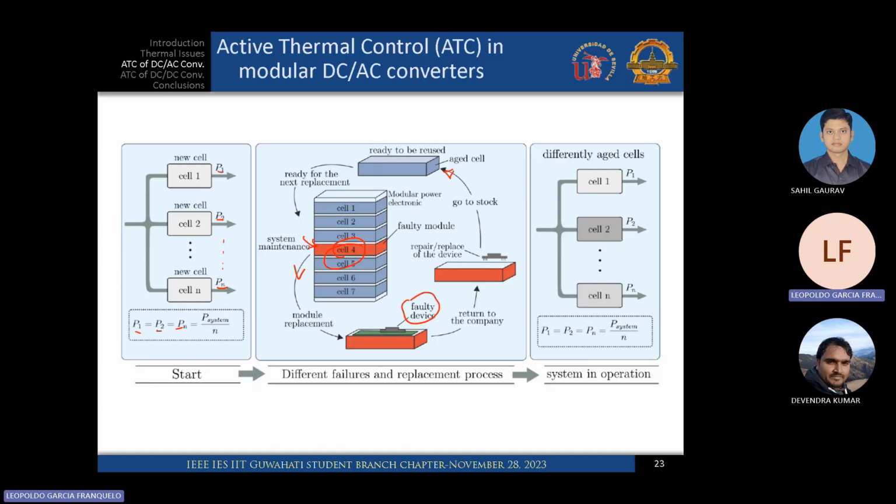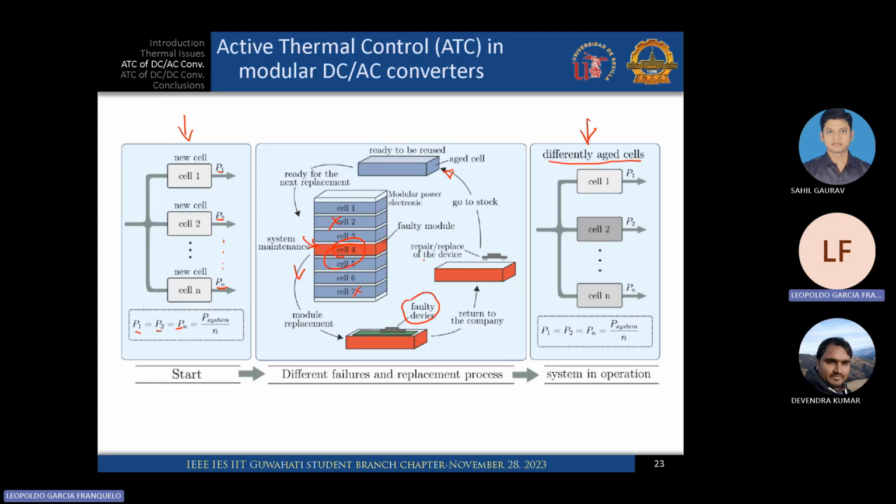Maybe zero operating time, so a fresh cell, or maybe one of these repaired with more time. So after this, another cell may fail, and we do the same process, another one. So we will have very different cells, which is completely different from this. Here, all of them were exactly the same, and the life expectancy was the same, statistically speaking. After several years, we have something that we know, because we know that there are differently aged cells.